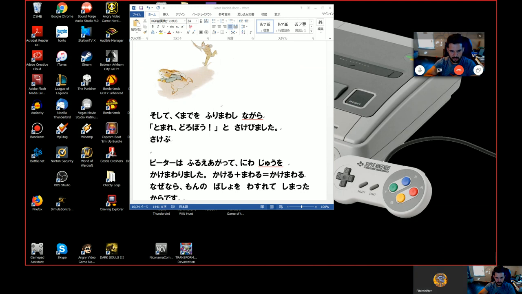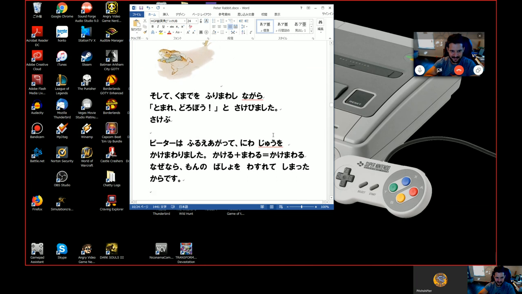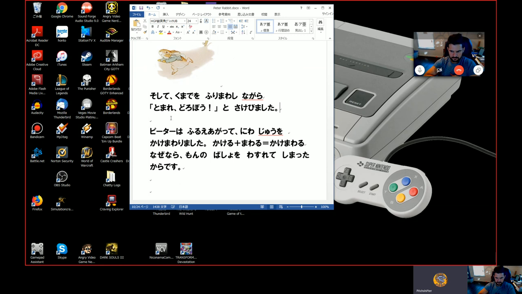So, soshite kumade o furimawashi nagara, tomare dorobo to sakebimashita. Yeah. Correct. Okay. Let's go on to the next sentence. Okay.